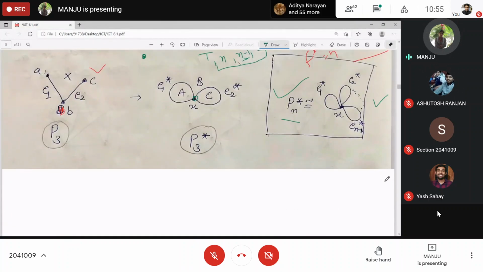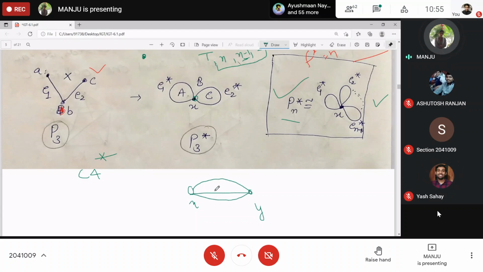Okay, try to draw C4 star. What is the size? It will be 4. Clear? And how many vertices will be there? 2. And the size is 4.